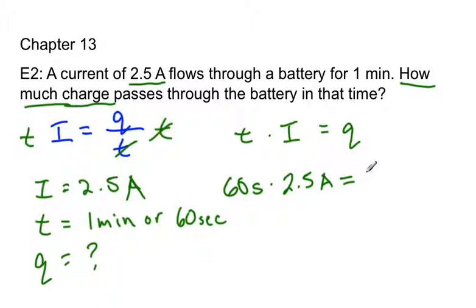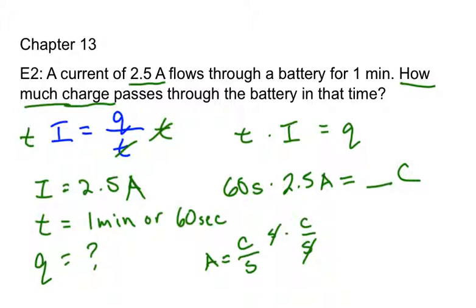equal the charge. That will equal Q, right? Well, what unit is it? Well, an amp is a coulomb per second. So if you take seconds times coulombs per second, the seconds cancel out and you're going to get coulombs. So your answer should be so many coulombs. I'll let you multiply 60 times 2.5.